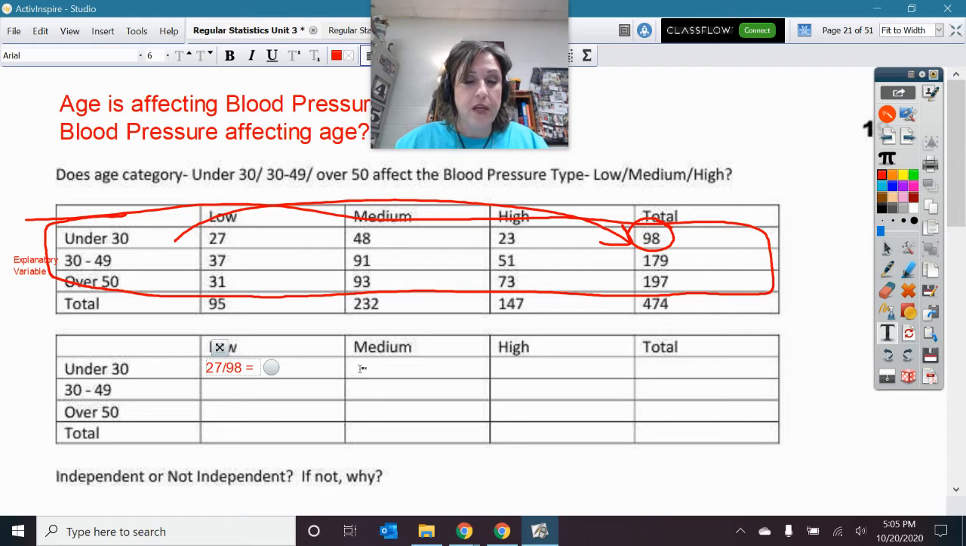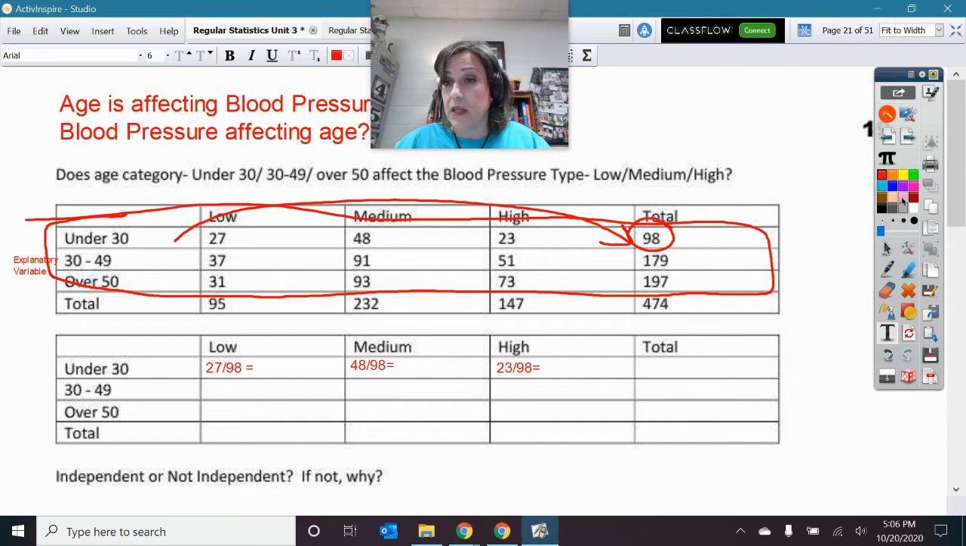I hadn't calculated that. Okay, then we've got this here. Medium, that side to side. 48 out of the 98 people in that age group. So 48 divided by 98, side to side, equals, and then I'll do the percent. High is 23 out of 98. So every single, in this under 30 line, all the under 30 people, there's 98 of them. So the fact that you're one of the 98 under 30 people, what rate are you having low, medium, and high blood pressure? Okay? All right.